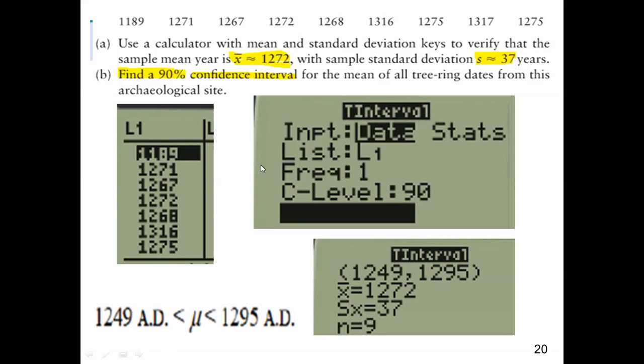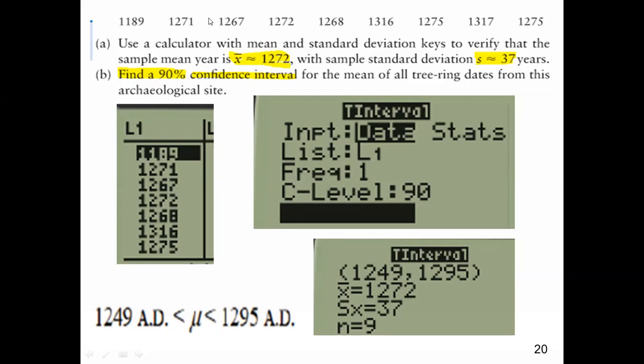Where are my values? They're in list 1. The frequency will always be 1. It's not a frequency distribution, so frequency will always be 1. What's my confidence interval? 90%. And that's all you need to do. It gives you your confidence interval between 1249 and 1295.